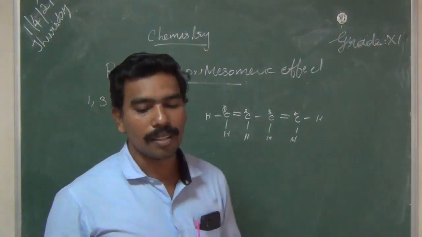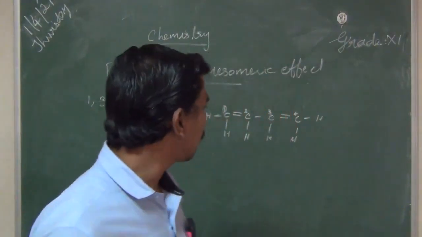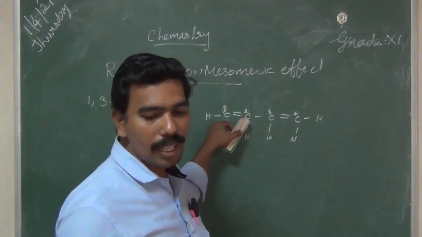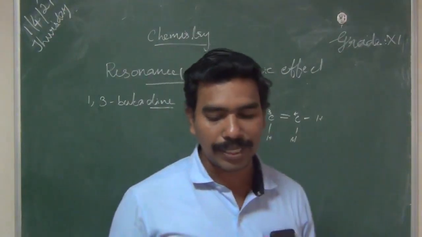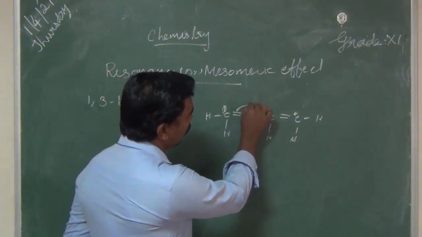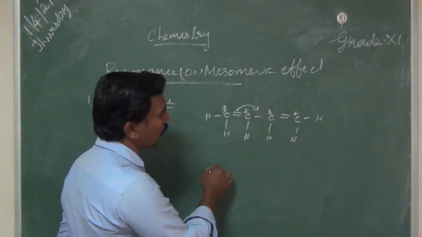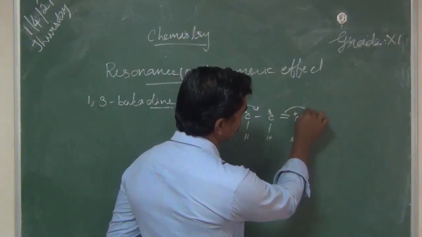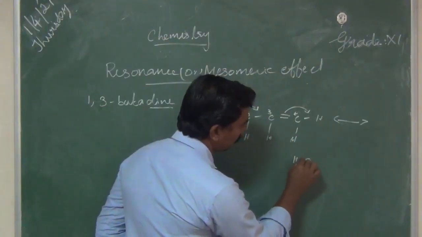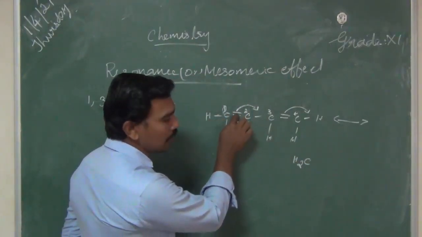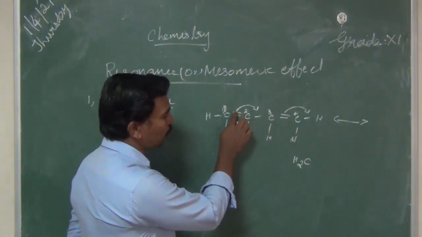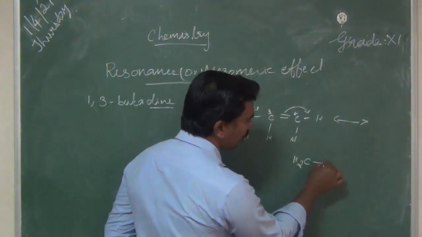Now we are studying resonance. Here, see the alpha hydrogen atom; it is involved in the resonance effect. The first double bond will be delocalized. I will draw the resonance structure: CH2, and then the pi bond is delocalized, a displacement from one place to another.